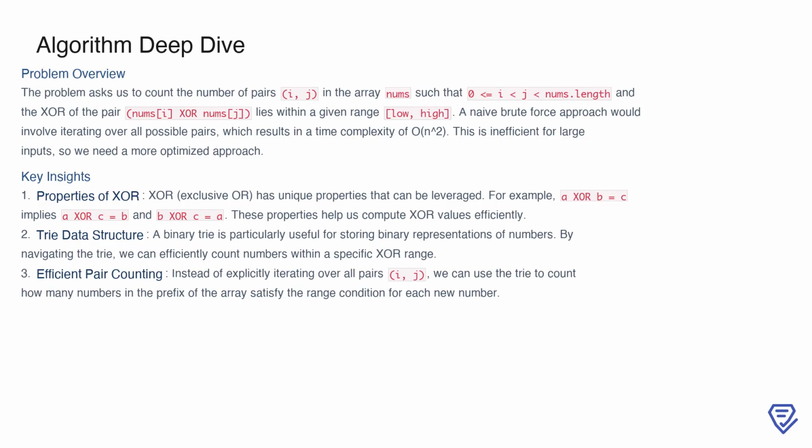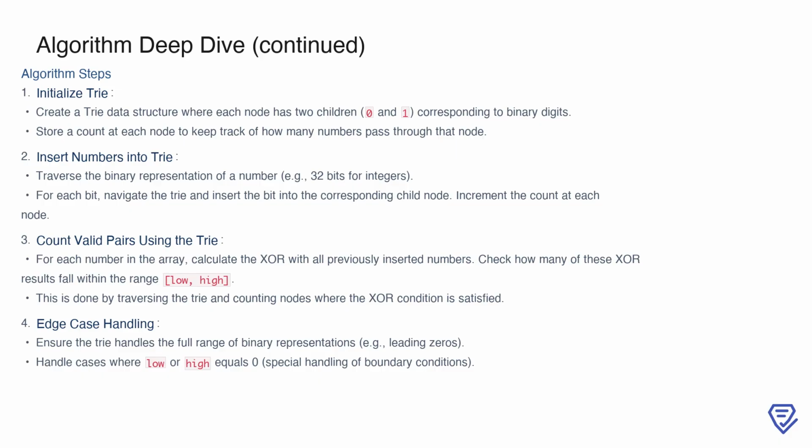By combining these insights, we can avoid explicitly iterating over all pairs and instead compute the result in a much more optimized way. The algorithm can be broken down into several steps. First, we initialize a binary tree.